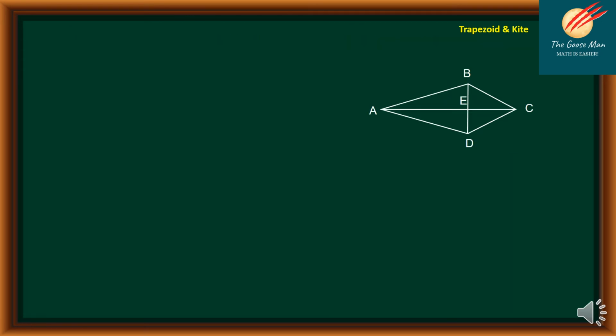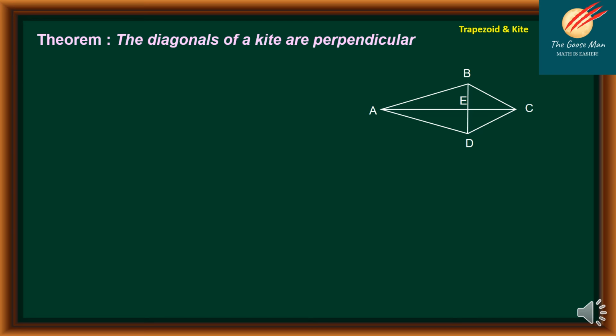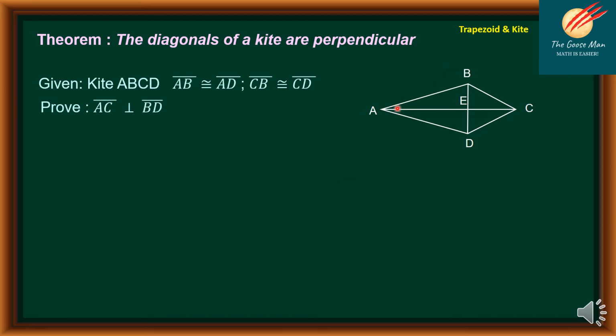So let's move on to the next theorem. Diagonals of a kite are perpendicular. Let's have kite ABCD, where AB is congruent to AD and CB is congruent to CD. We would like to prove that AC is perpendicular to BD.